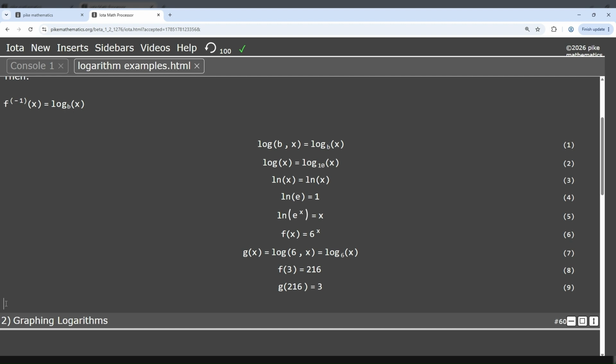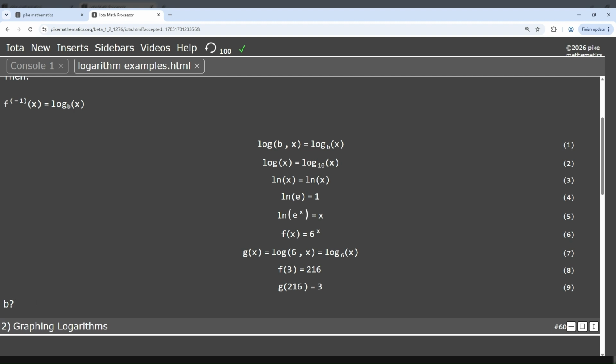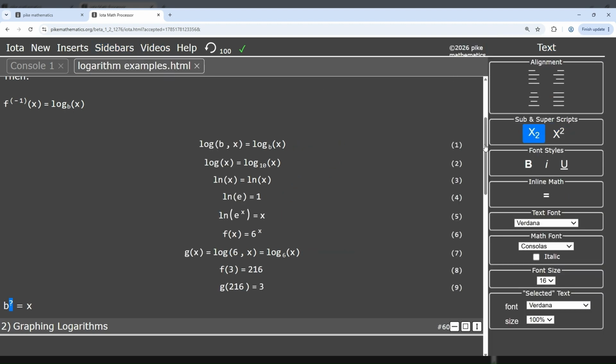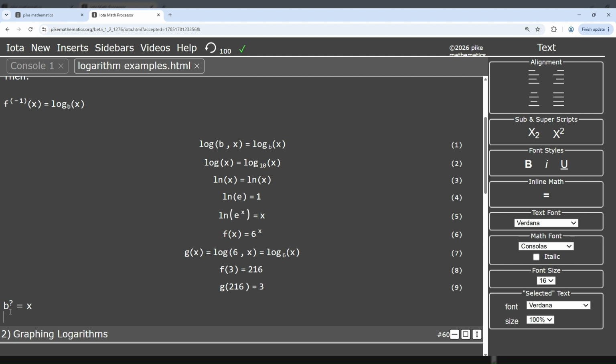And this is what I do. If I see logarithm of base b of x, this is what I change it to in my mind. And bear with me a little bit as I have to use our text editor here. Okay. So when I see this, in my mind, I change it to this. And this is basically saying b raised to what power equals x. And that's what the logarithm is telling us. It's telling us what power you would raise b to in order to get x.